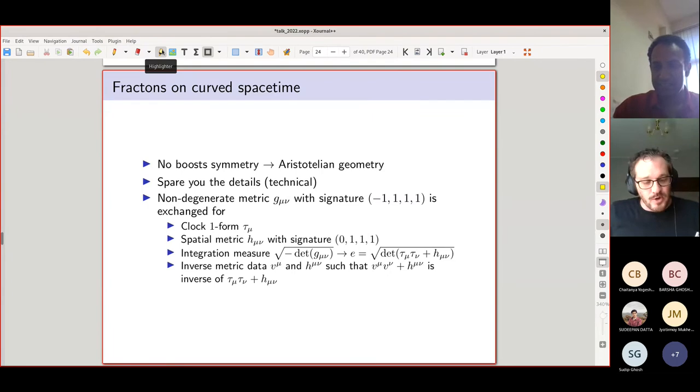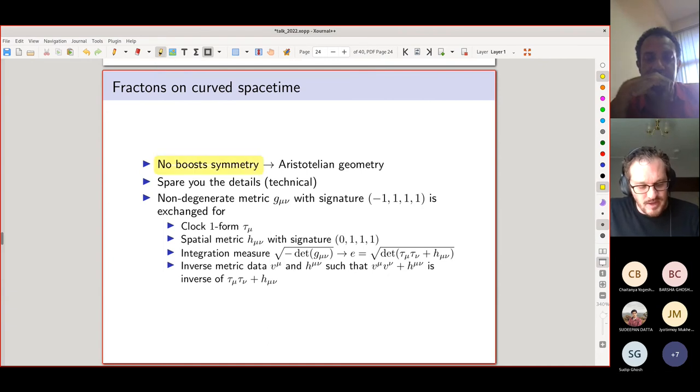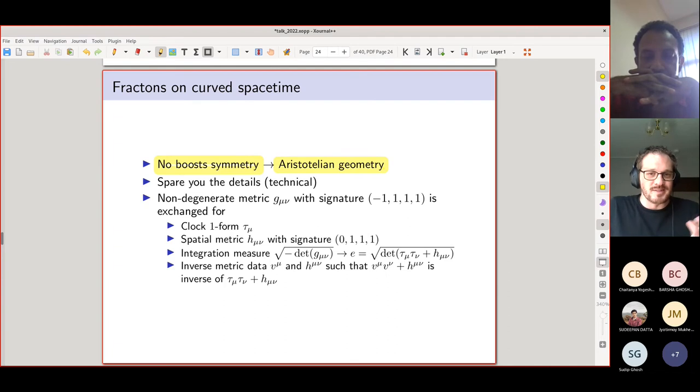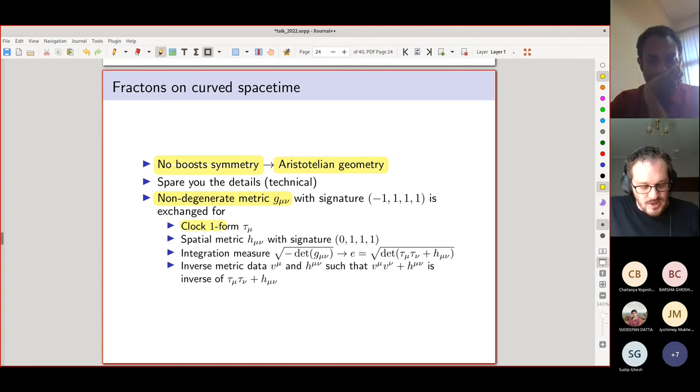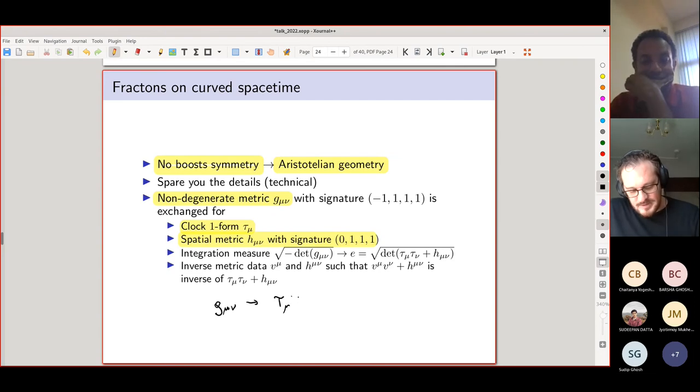So there are different motivations for looking at the coupling to curved spacetimes, but as I already told you, these theories have no boost symmetry. So the right framework to couple to is something called Aristotelian geometry. I spare you the details. They are in a lot of detail in our paper. I will just give you the spirit of how it works, and then you can look at the details if you're interested. Since it's Aristotelian geometry, the non-degenerate metric that everybody is very familiar with from Riemannian geometry is exchanged for something else. This is not just one object, but a few objects: a clock one-form and a spatial metric, which has signature 0111. You can think about it a little bit like this: you exchange the metric for something that you can build the metric out from.